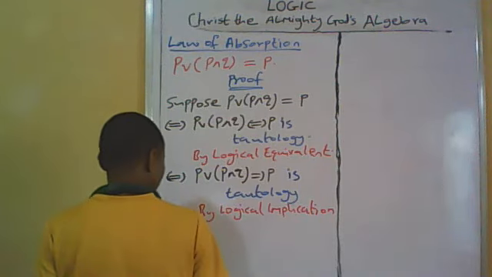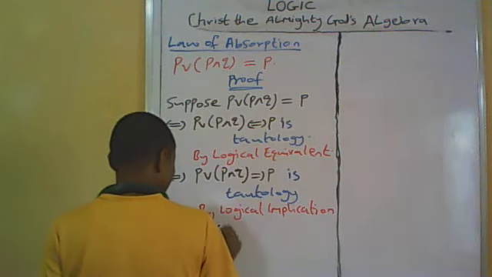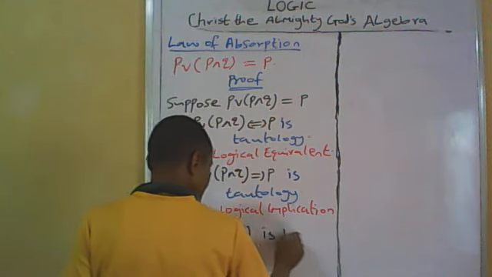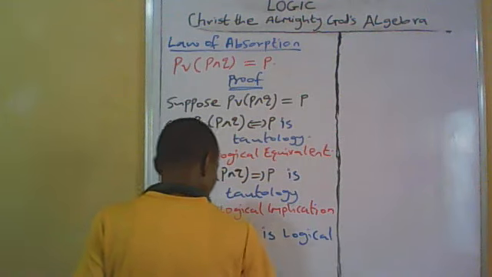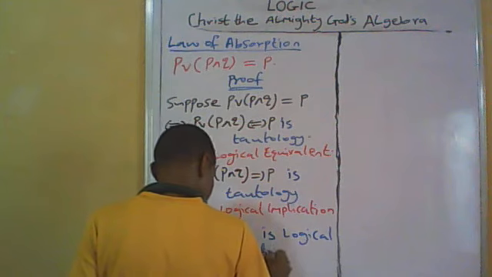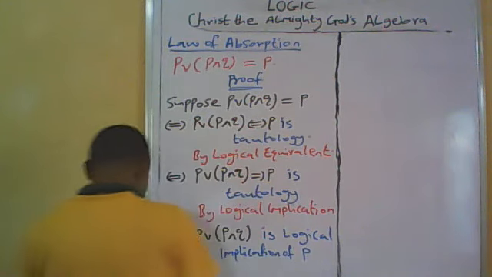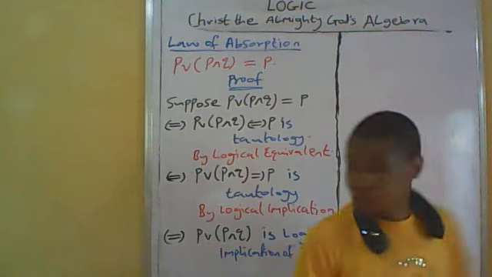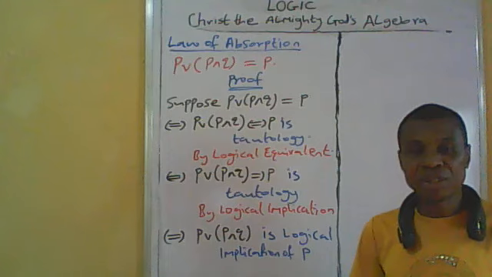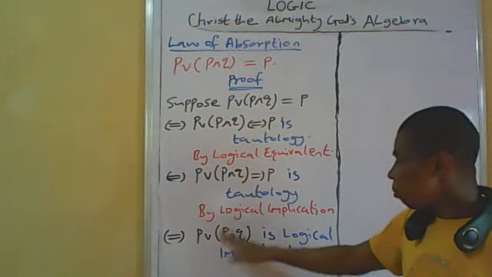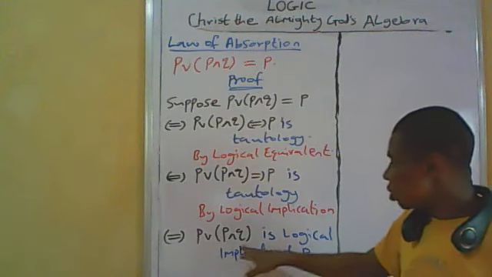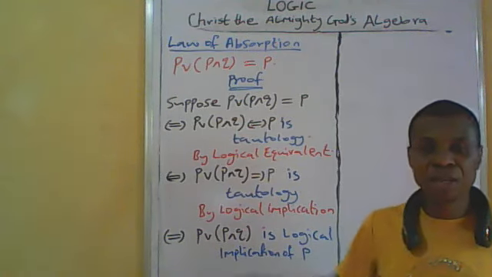If and only if P or (P and Q) is a logical implication of P, we then derive that P or (P and Q) is a logical implication of P. That means it is certain that P or (P and Q) exists, in the sense that we derive it through the principle of logical implication.